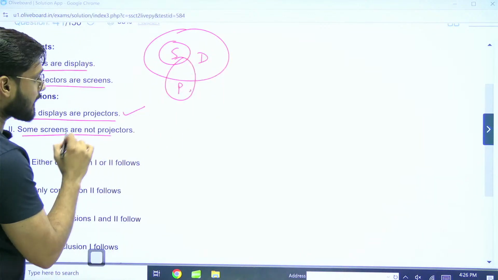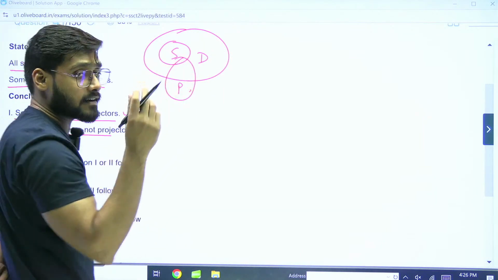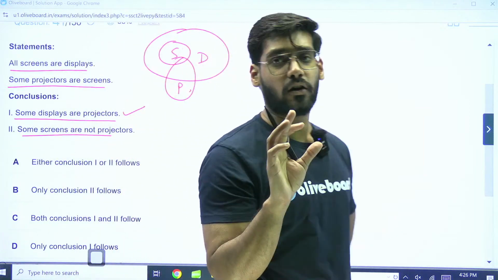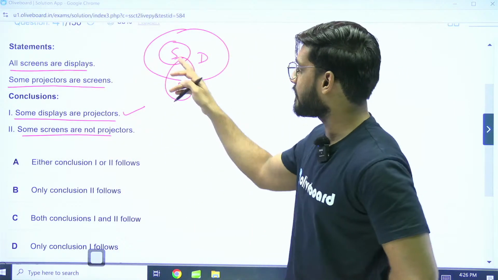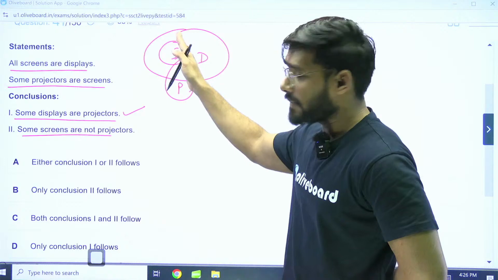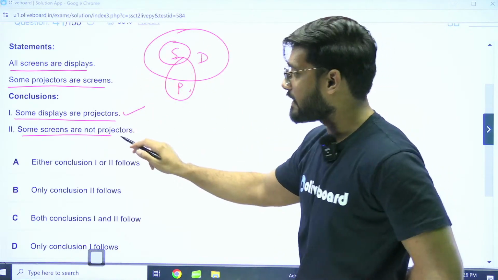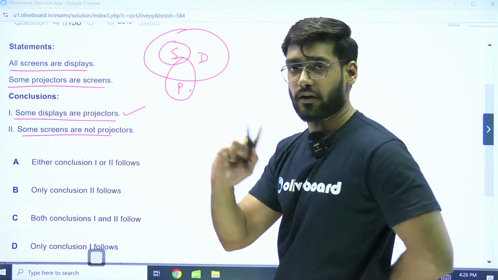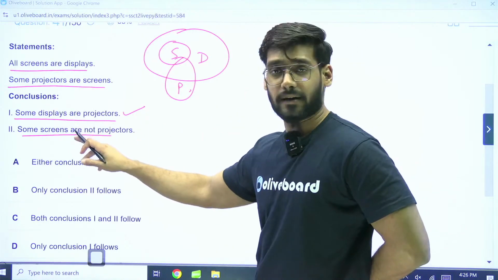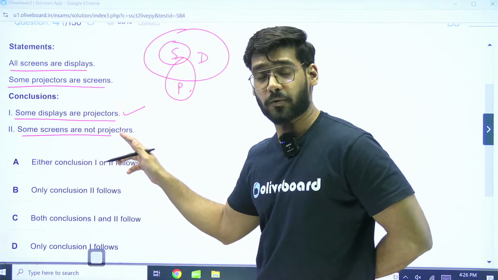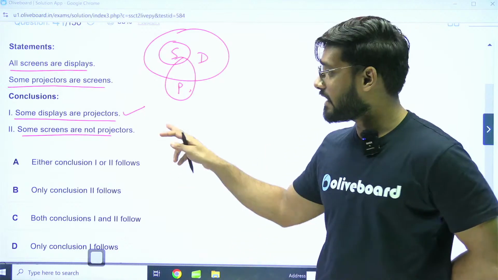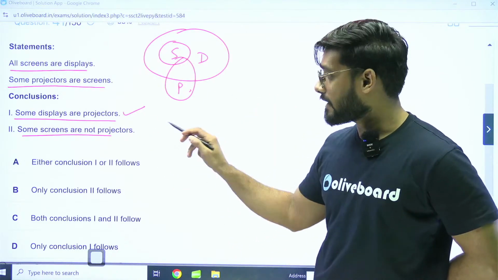Some screen are not projector. See, the relation between screen and projector is not given definitely. It is given that some projector are screen, but the remaining screen can be projector or cannot be. So we cannot directly say that some screen are not projector. If it was given like this, some screen are not projector is a possibility, then we could have done this, right. But he is saying definitely.